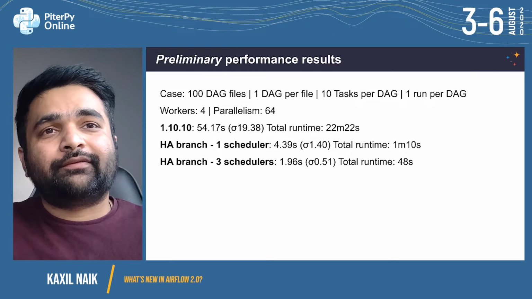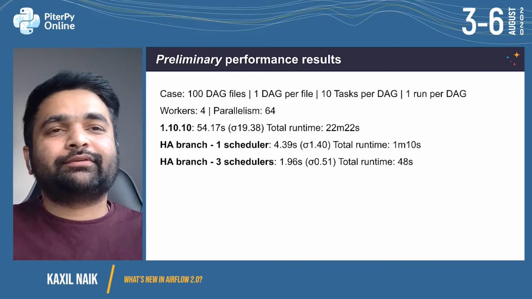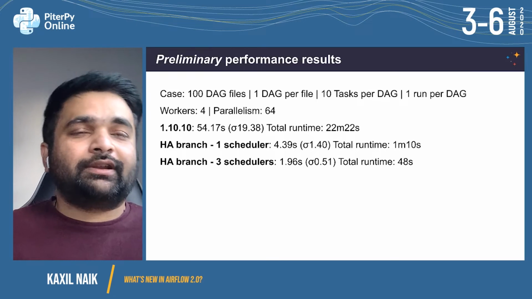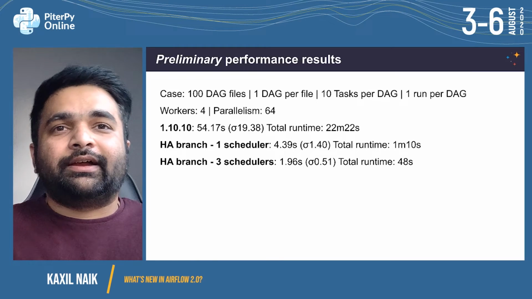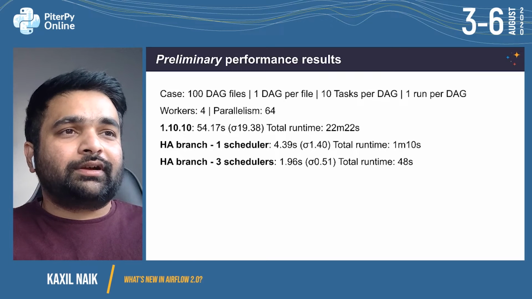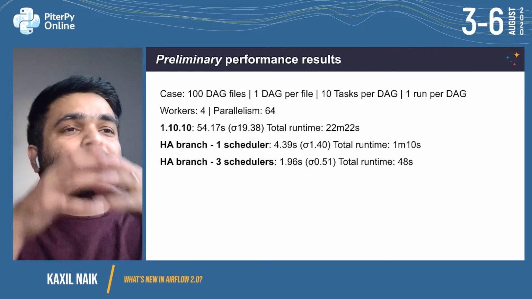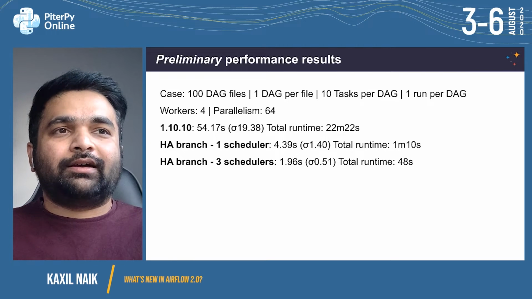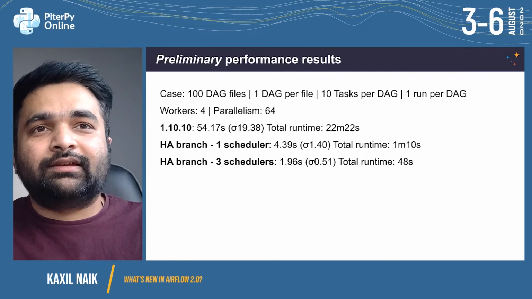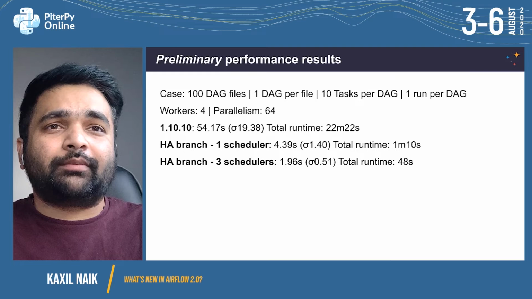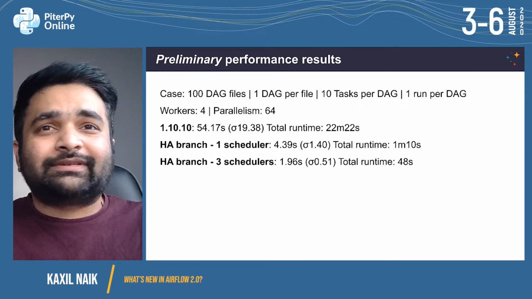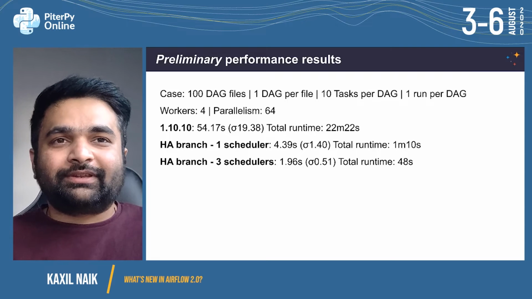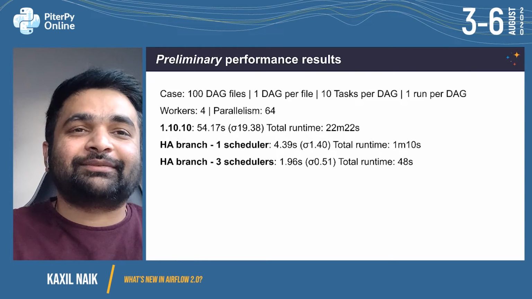The scheduler lag went from 22 minutes 22 seconds on Airflow 1.10.10 to around 48 seconds with scheduler HA with 3 schedulers. With one scheduler, it took around 1 minute 10 seconds. Like the total runtime for all the DAGs, and the scheduler lag dropped from 54 seconds to around 2 seconds. As you can see, the results are very promising but preliminary and subject to change.